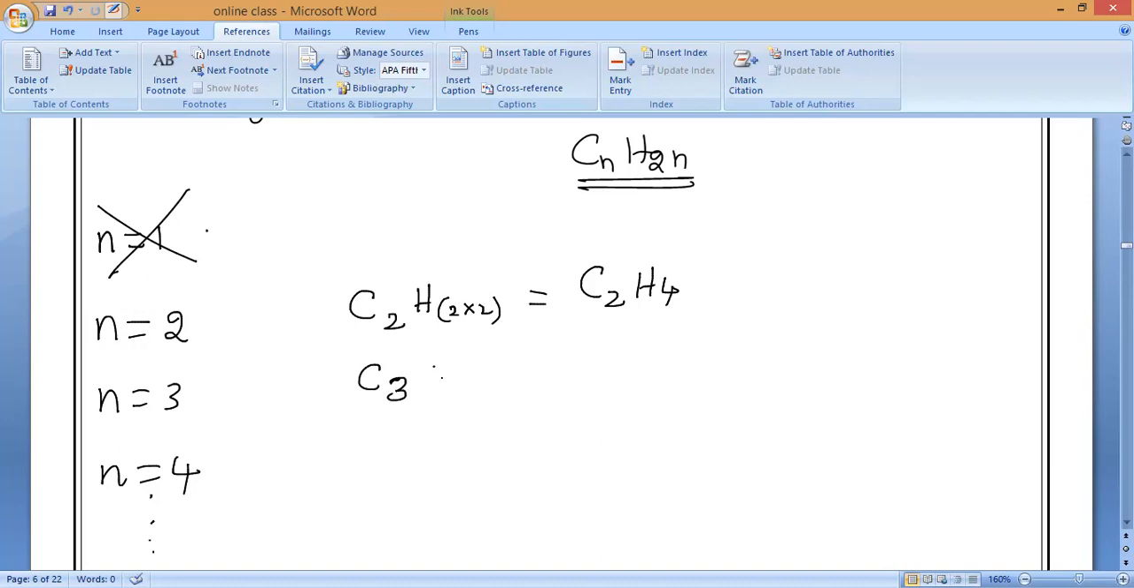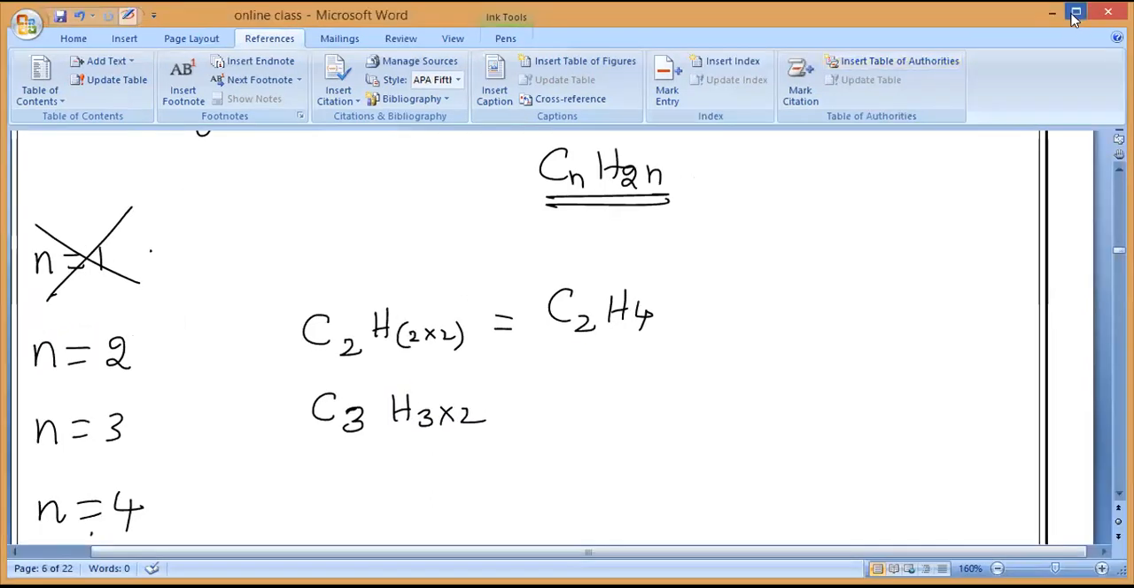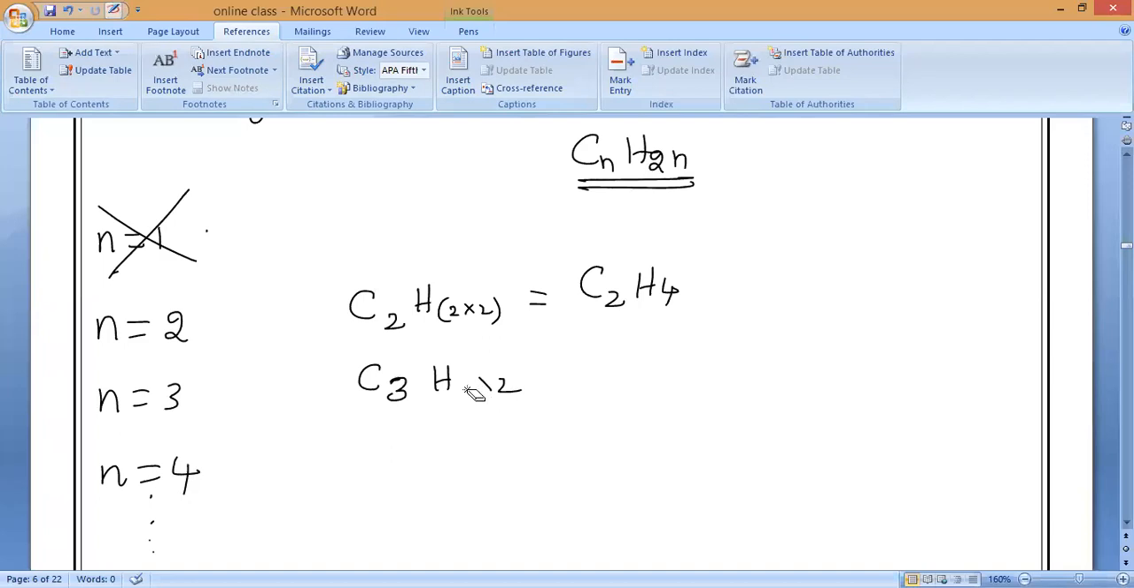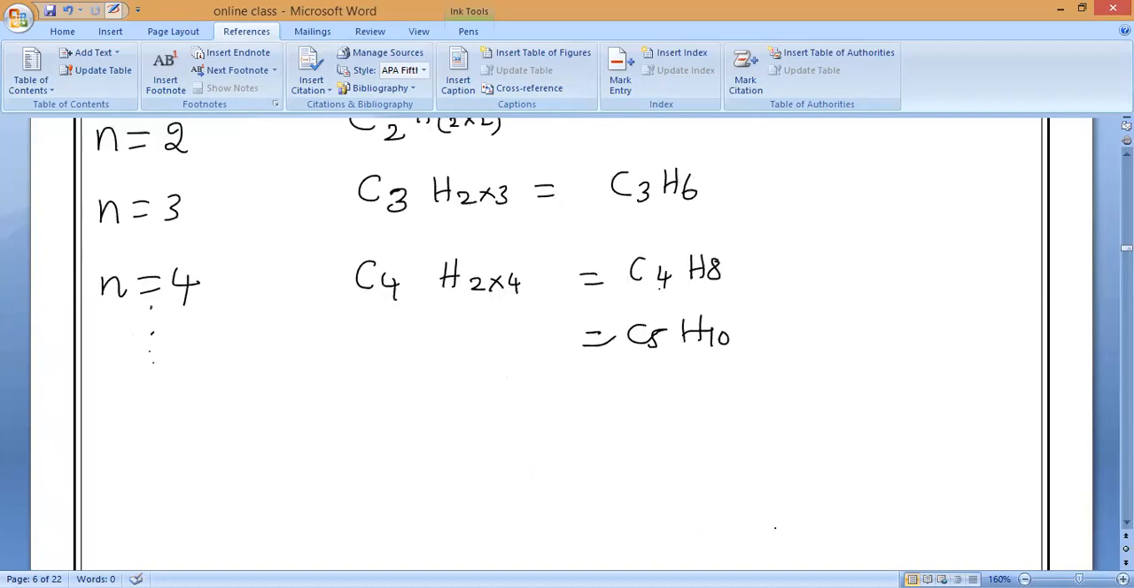Next, C3H(2 into 3). Sorry, you should not reverse it; 2n is the formula. So 2 into 3 equals C3H6. Here, C4 with 2 into 4 is C4H8. Next, C5H10. Next, C6H12. Next, C7H14. Next, C8H16.